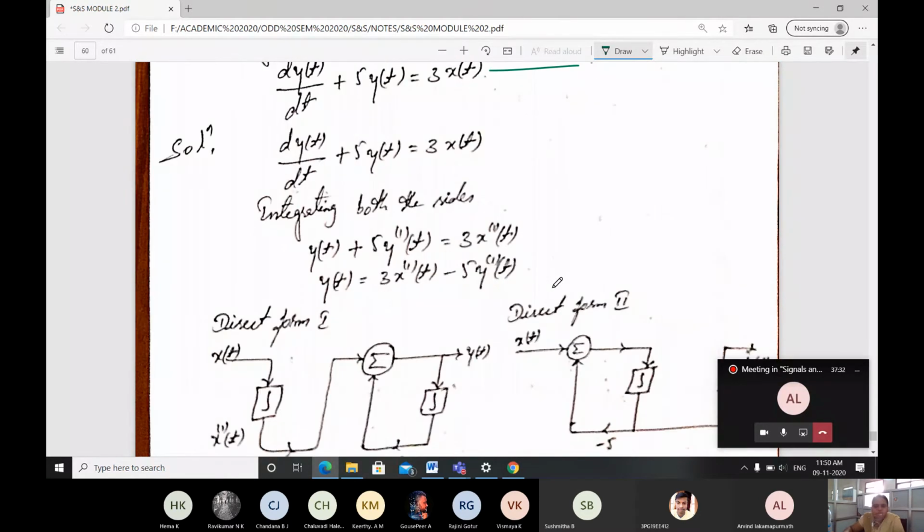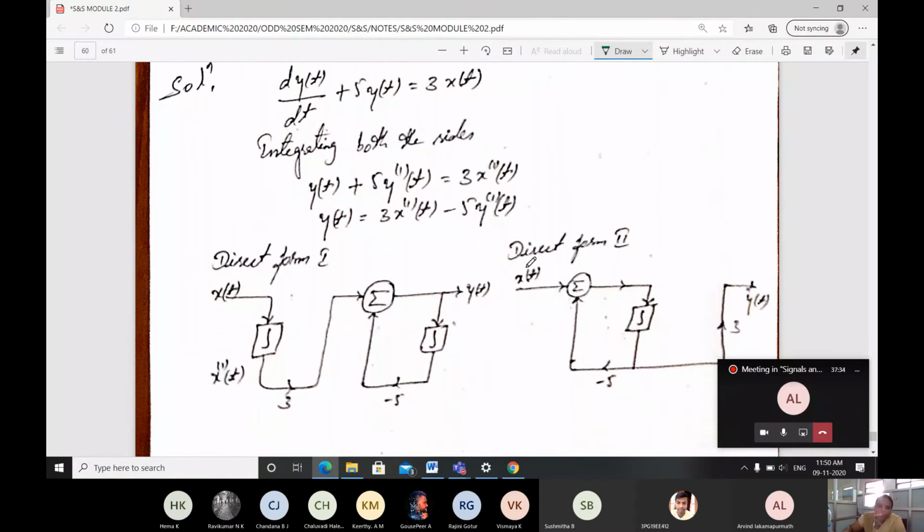Okay, it depends how it is given. Okay, next what you have to do, you have to write the equation in terms of y of t. Then you will be getting 3x dash of t minus 5 y dash of t.